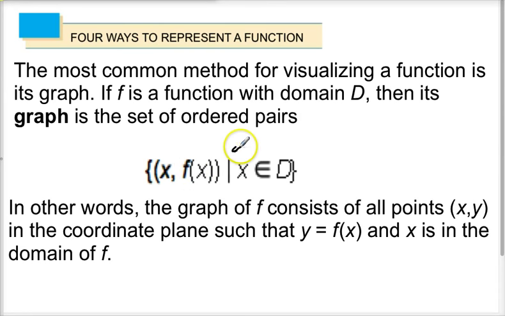If you remember from sets, the bar actually means "such that" x is an element of this set D. But it boils down to this: you take x, plug it into the function f of x, and generate an ordered pair, a set of coordinates that you can plot, and that will trace out the curve of the function. You usually see it as points x, y, and in our case we substitute y, which equals f of x.